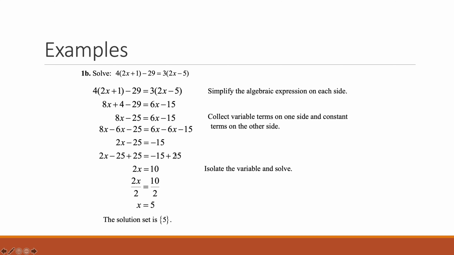That's what he's doing on this line right here that I copied this from. And I'm left with a 2x on the left, and on the right, negative 15 and 25 is 10. Dividing by 2, x is 5. And if you want to have some fancy mathematical notation, we would say the solution set is 5. Bottom line is, the answer is 5.